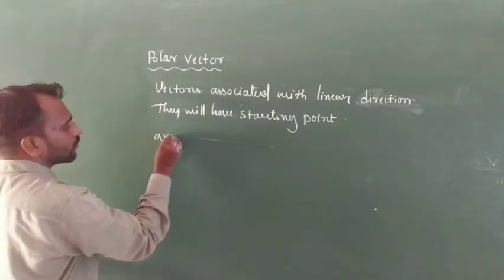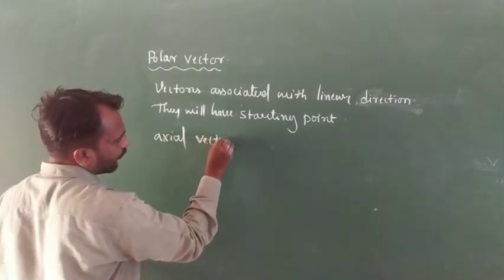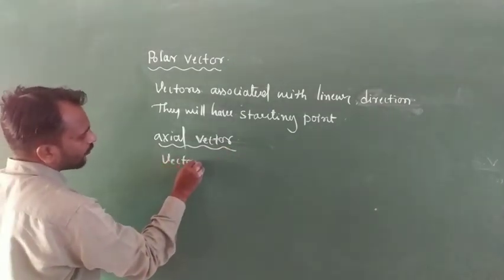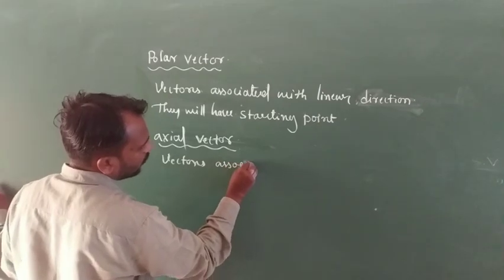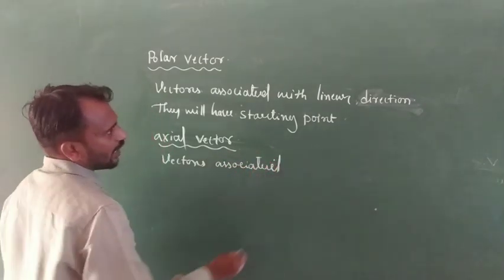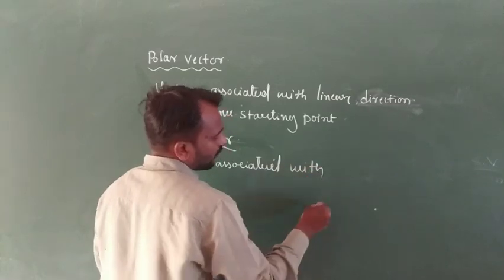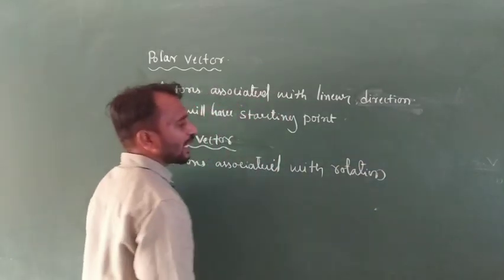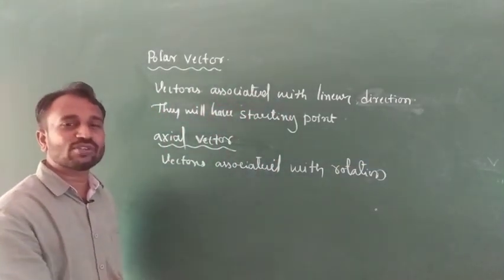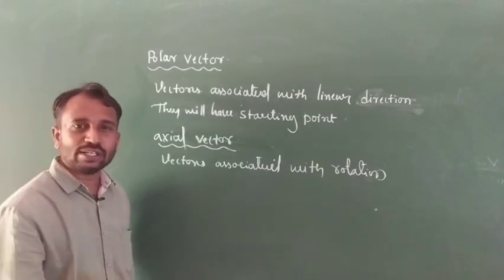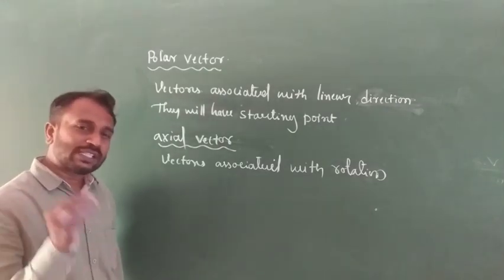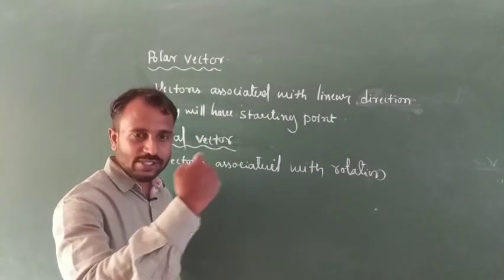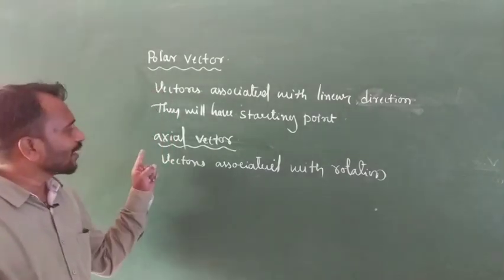Next one we consider is the axial vector. Axial vectors are vectors associated with rotation. Here we consider a circular motion, rotation or circular motion. And these vectors change in a coordinate system. It means the position of the object changes. So here we consider the axial vector.